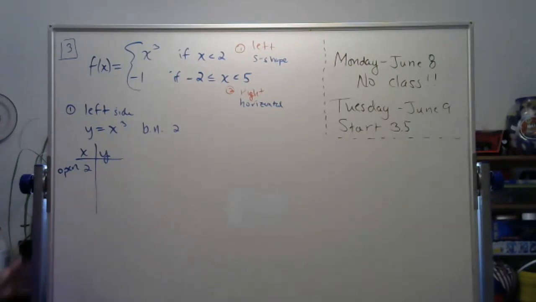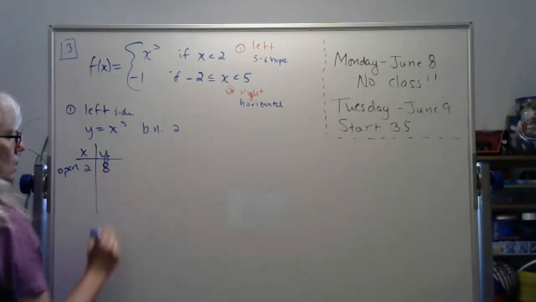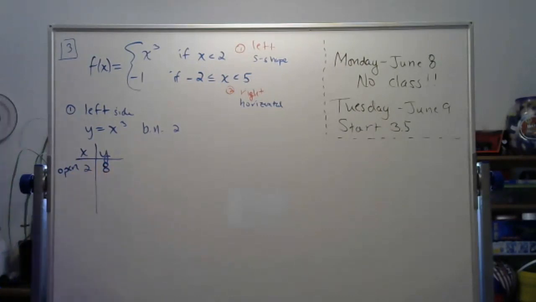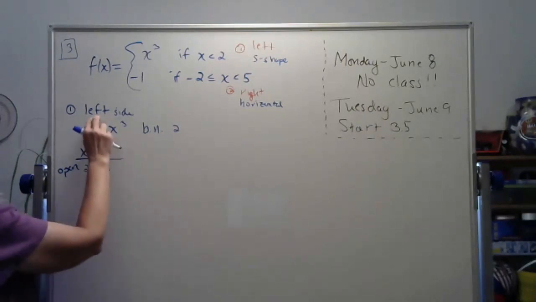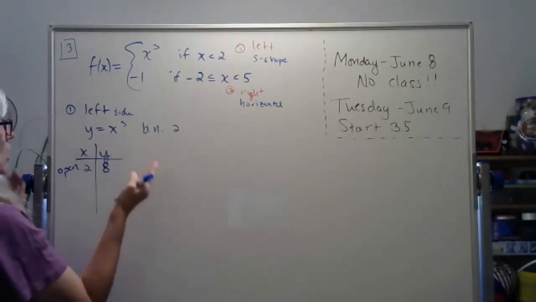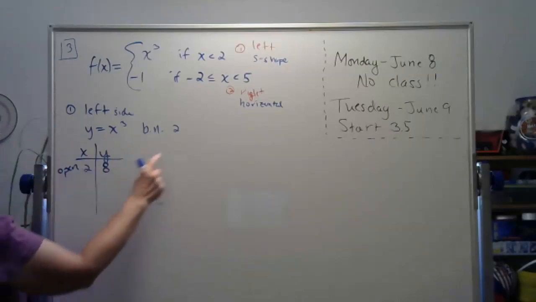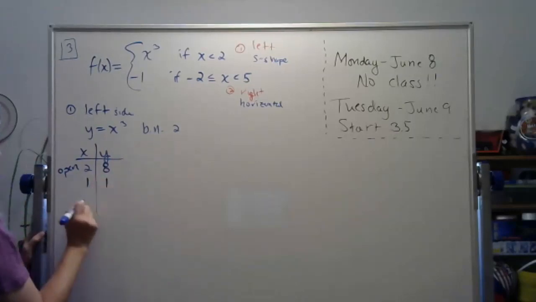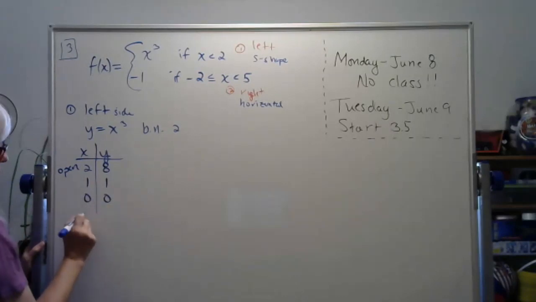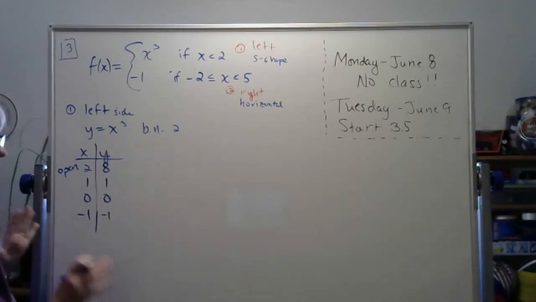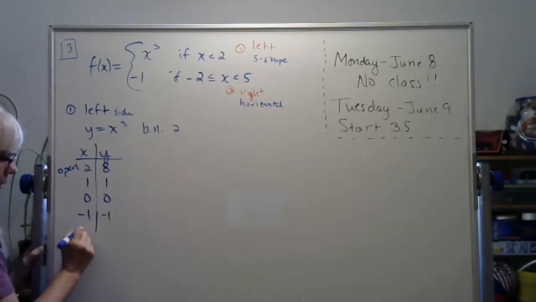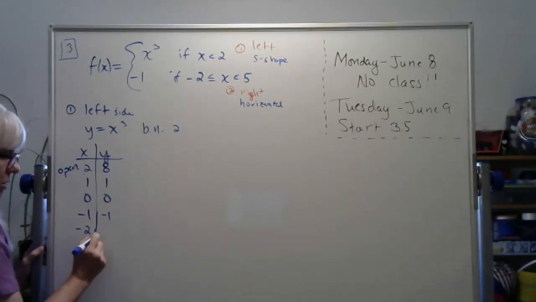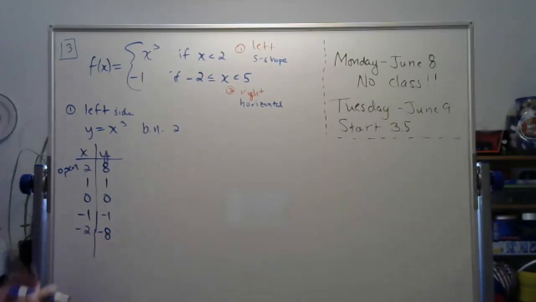Okay, let's just plug in 2. 2 cubed is 8. That was easy enough. But I need more points because this is not going to give me enough of a shape. So it is the left side, which means we need to pick numbers that are to the left of that boundary number, so numbers that are less than 2. I'm going to plug in a 1. 1 cubed is 1. We'll plug in 0. 0 cubed is 0. We'll plug in a -1. -1 cubed is -1. I don't know that that gives you enough or not. I'm going to go ahead and plug in -2. -2 cubed is -8. That's enough to give me my picture.